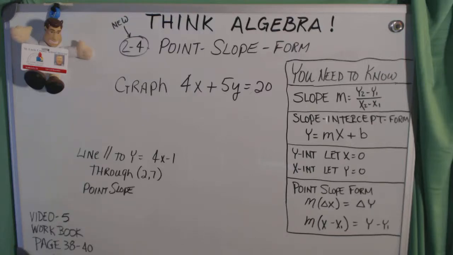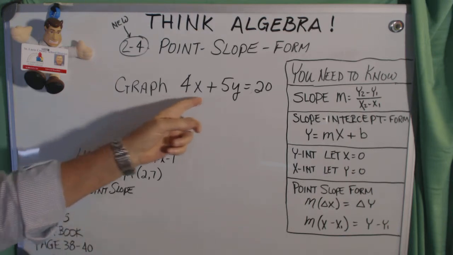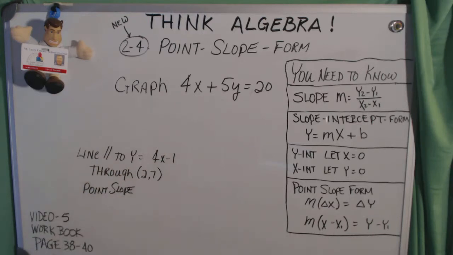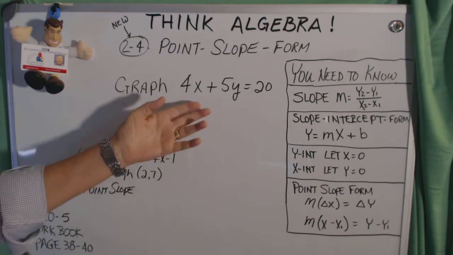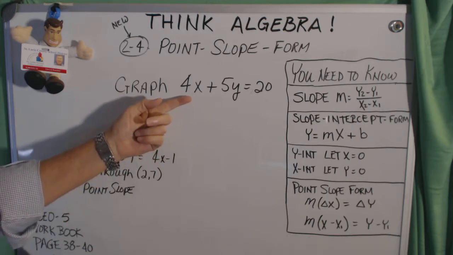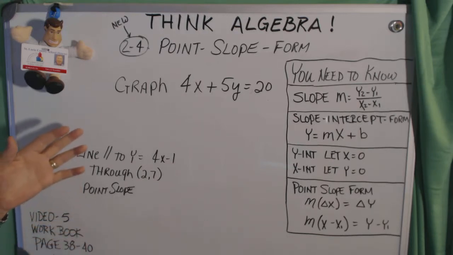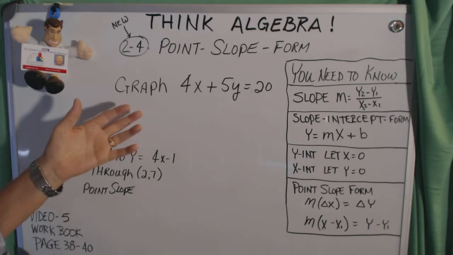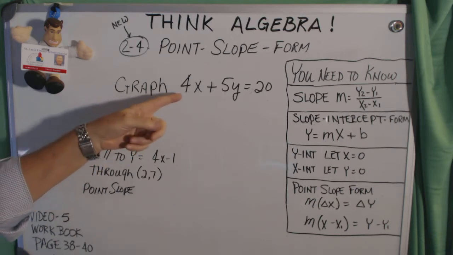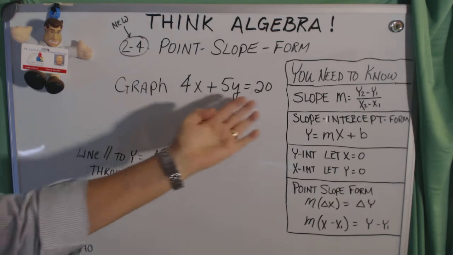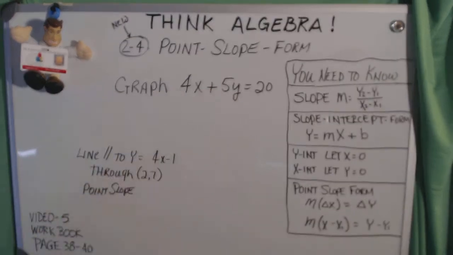I'd like to show you an example of point slope form. If you're given a problem, such as graph this equation, 4x plus 5y equals 20, oftentimes I've said that you should get this equation into the slope-intercept form, y equals mx plus b. However, if you just want to graph this, all you need are the 2 points. You need the x-intercept and the y-intercept, and I don't have to do anything with this at this point.